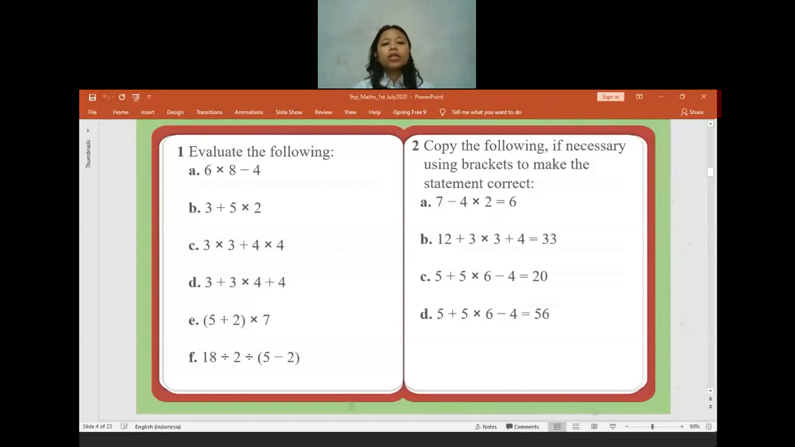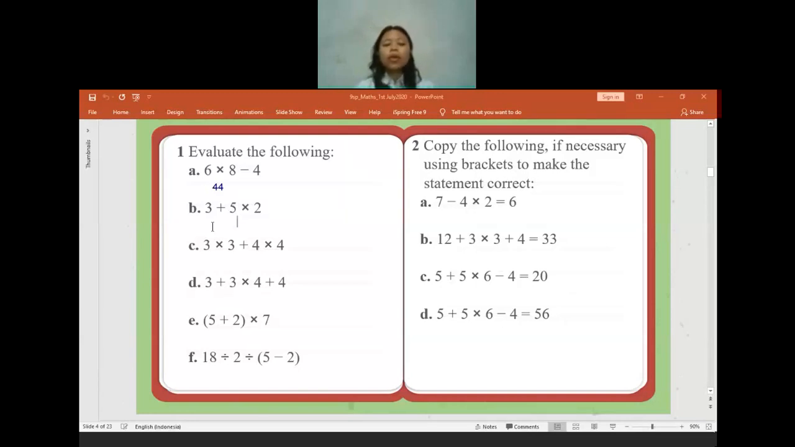For question 1 on page 28, which one do I have to do first, the multiplication or the subtraction? Multiplication. Okay, so what will it be if I do the multiplication first? You cannot use a calculator. Okay, the answer will be 44. Is there anyone confused? Do not use a calculator, please.